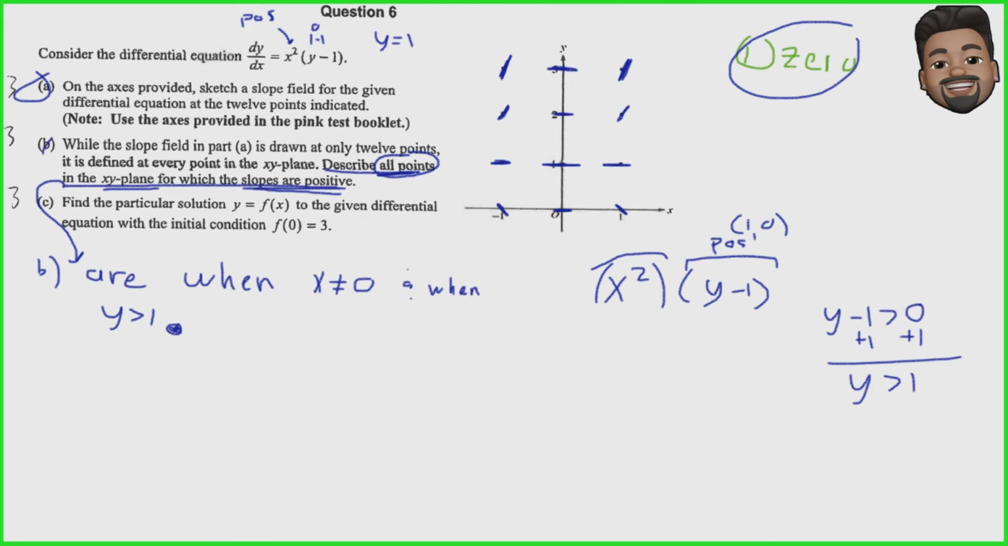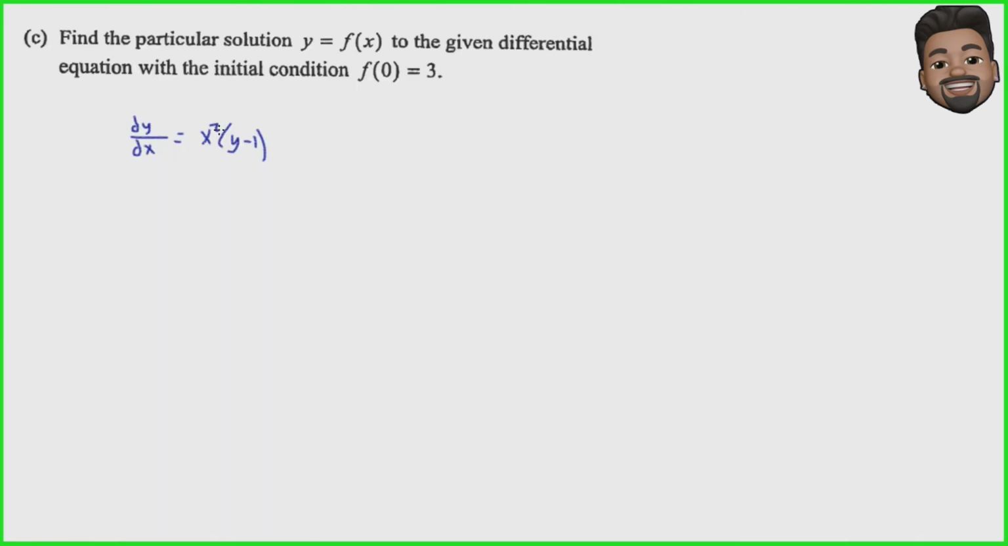Let's go ahead and hop on to part C. Okay, so now we're going to go to part C. Find the particular solution, y equals f of x, to the differential equation with initial condition f of 0 equals 3. Again, the big hint here is y equals f of x. Find y equals f of x. They gave us a derivative. They want the original. The variables are not separated. We need to do the antiderivative and we need to separate the variables. So let's go ahead and do that.